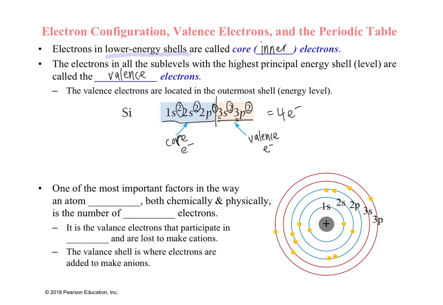So basically how an atom behaves, so the physical and chemical properties, is based on the number of valence electrons that it has. These are the ones that are participating in chemical bonding. They're the ones that are lost when we make cations. And that's the shell that we're going to use to add the extra electrons to make anions.